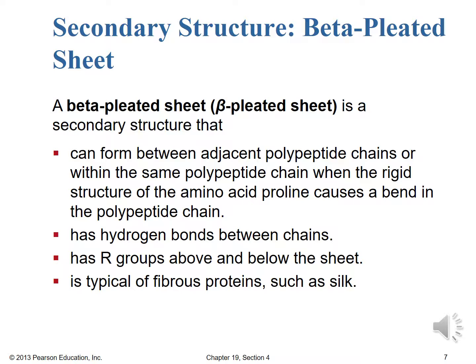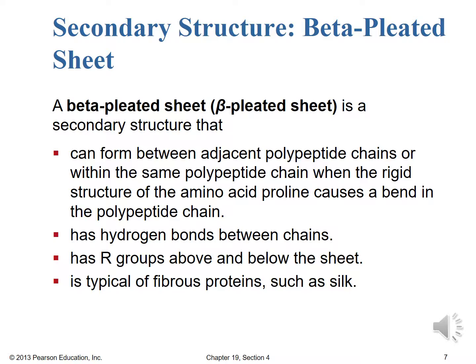And as wonderful and beautiful as the alpha helix is, it's not the only secondary structure out there. Beta-pleated sheets would form another type of secondary structure, and these happen when adjacent polypeptide chains or the same polypeptide chains with a rigid structure has the proline causing a bend in the polypeptide. So there's hydrogen bonds between the chains, there's R groups above and below the sheet, and this is typical of our fibrous proteins such as silk.